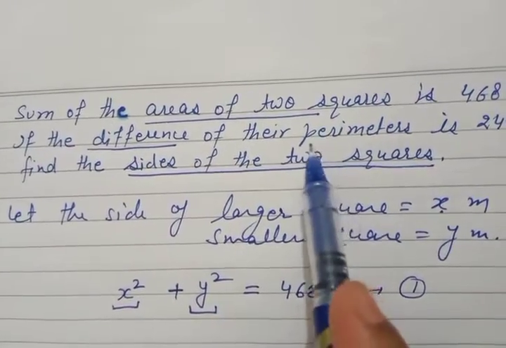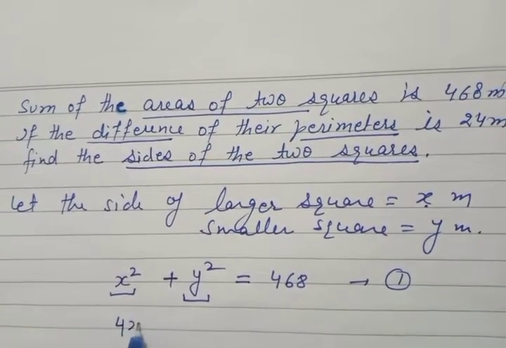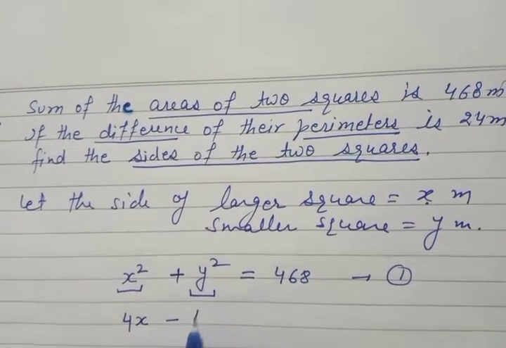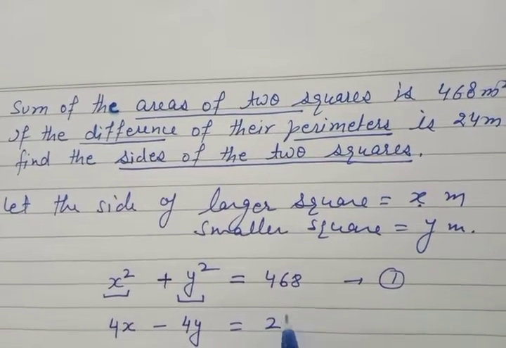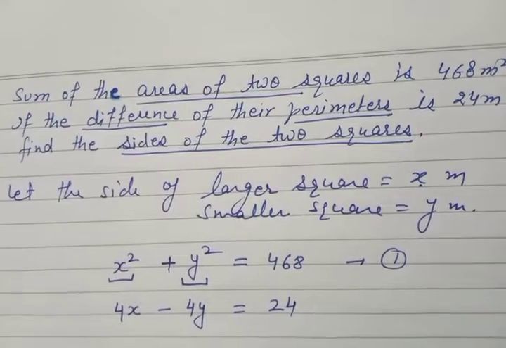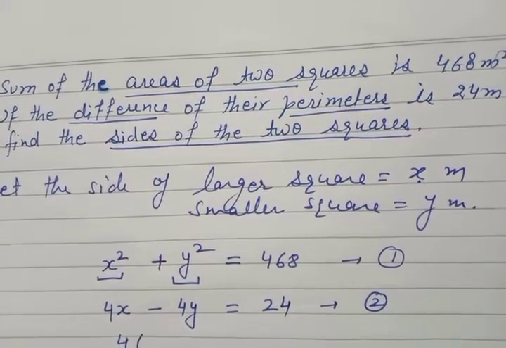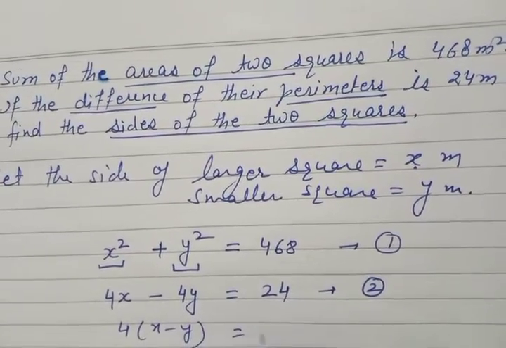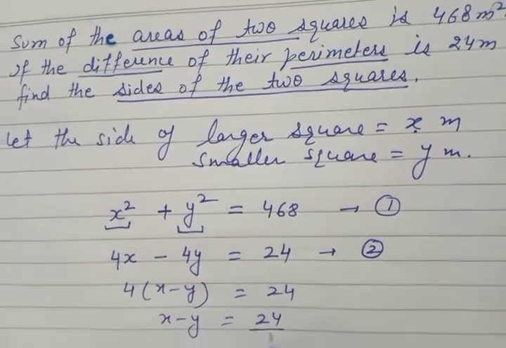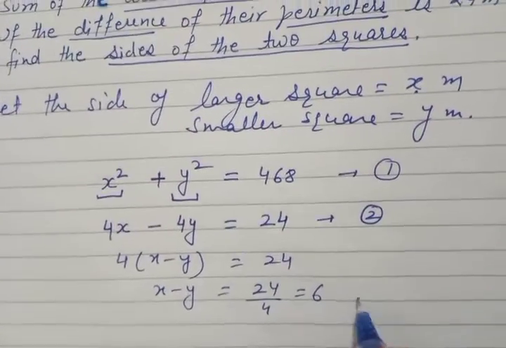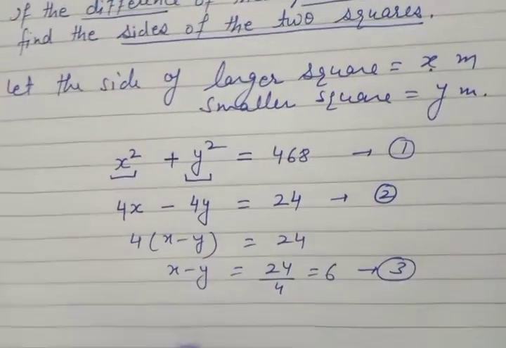Difference of their perimeters, the formula for perimeter of a square is 4 into side. So 4 into side minus the other 4 into side, the difference is equal to 24. I hope the equations are clear to you. Now we will solve these two equations. We can take 4 common from here. 4 into x minus y is equal to 24. This 4 will go in division, so we'll get 6. This is our third equation. Now with the help of first and third, we'll solve this question.